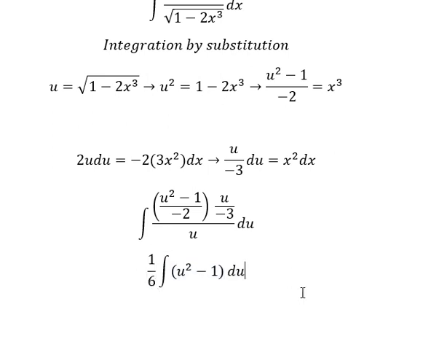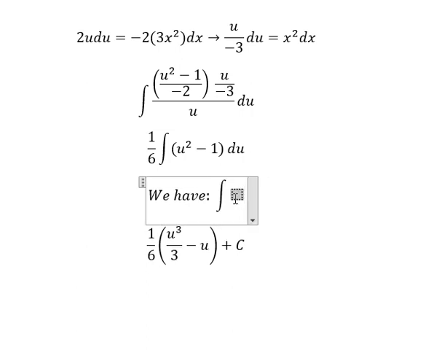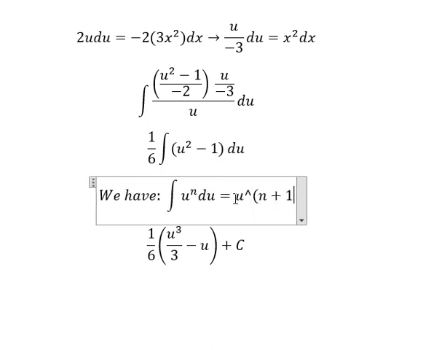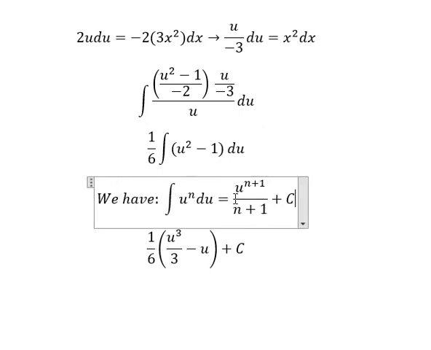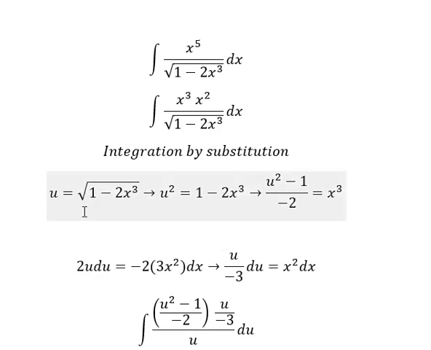The integration of u squared, we have u to the power of 3 over 3. Number 1 becomes u, and I will put c, because we just apply the formula here. Then u is this one.